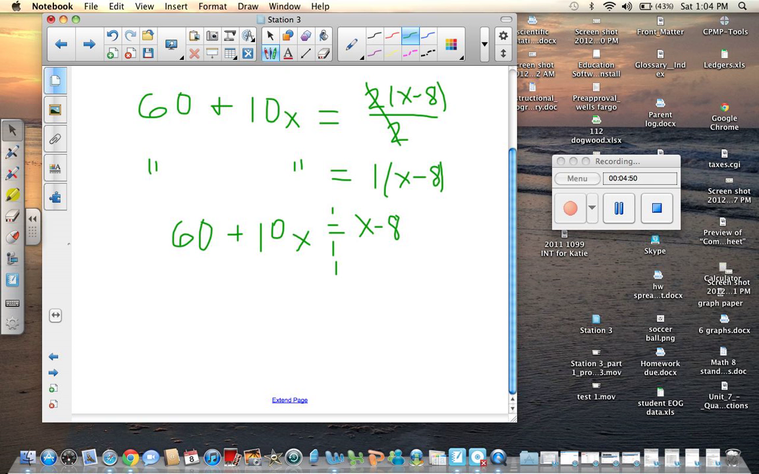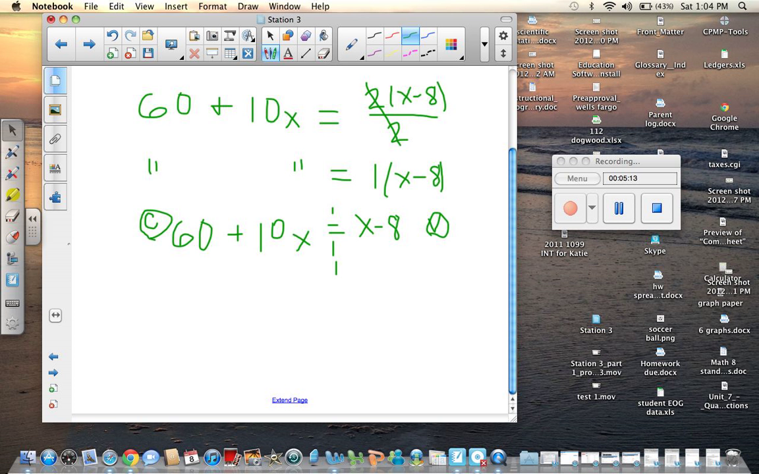And x and negative 8 are not like terms, so there's no like terms to collect. The next step is to move all the variables to one side and all of the numbers to the other side. So what I'm going to do is move the constants to the left side and the variables to the right side. And you could have chosen it the opposite way. You could have had the constants on the right and the variables on the left.